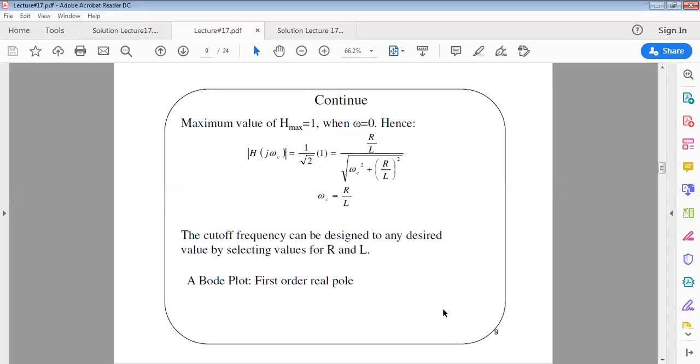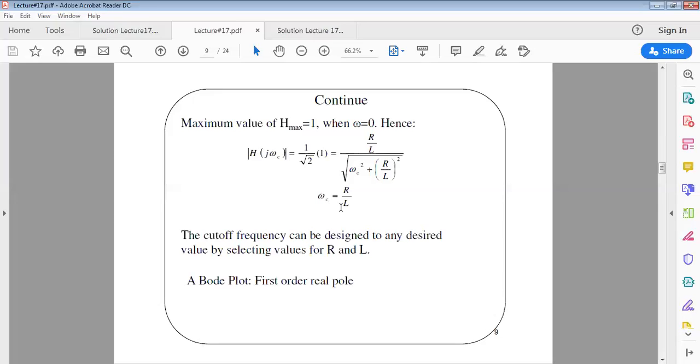The thing that I want you to see from this equation is that the cutoff frequency can be calculated from the ratio of resistor R and L. R over L will be the cutoff frequency, and it shows that we can design the filters by simply selecting values for the resistor R and the inductor L. Because we have proved that the cutoff frequency is a ratio of R and L, we can design the filters according to our required cutoff frequency.